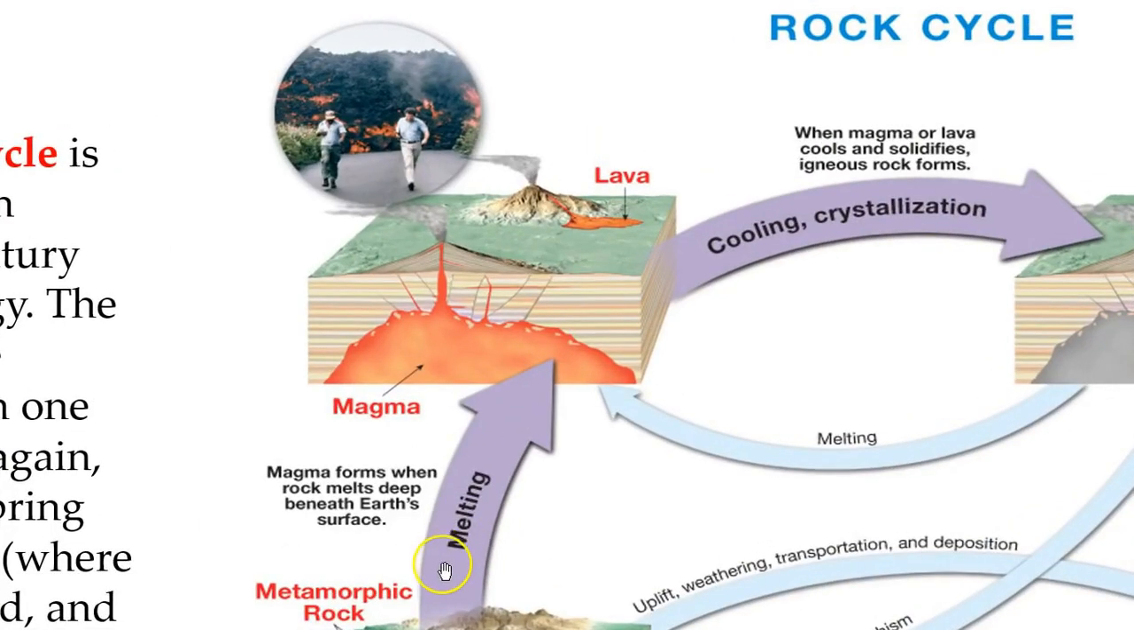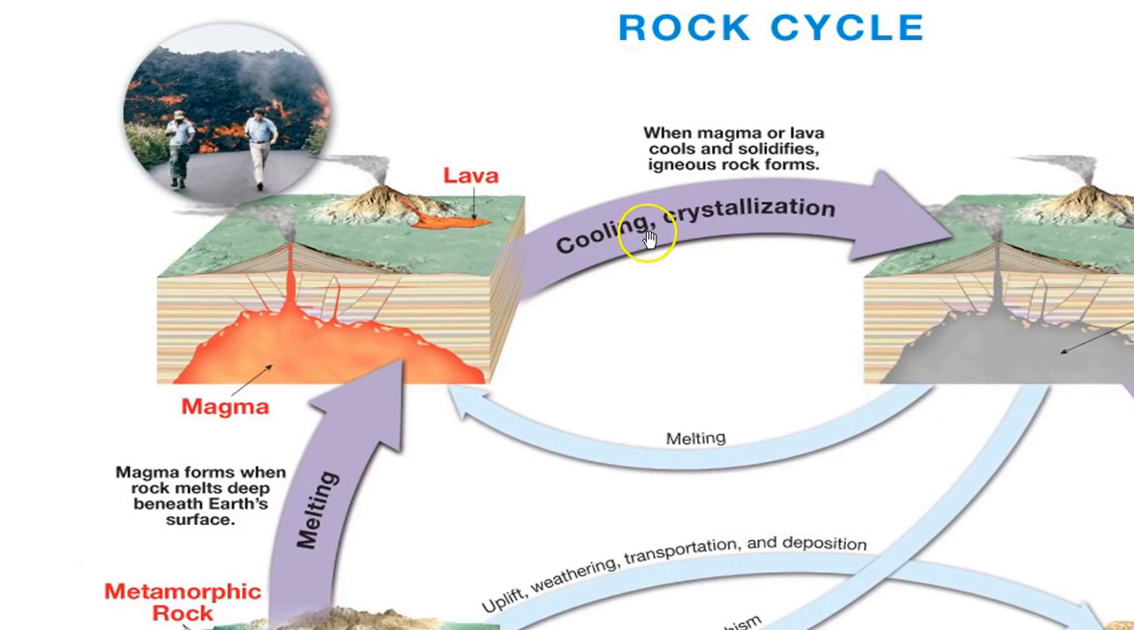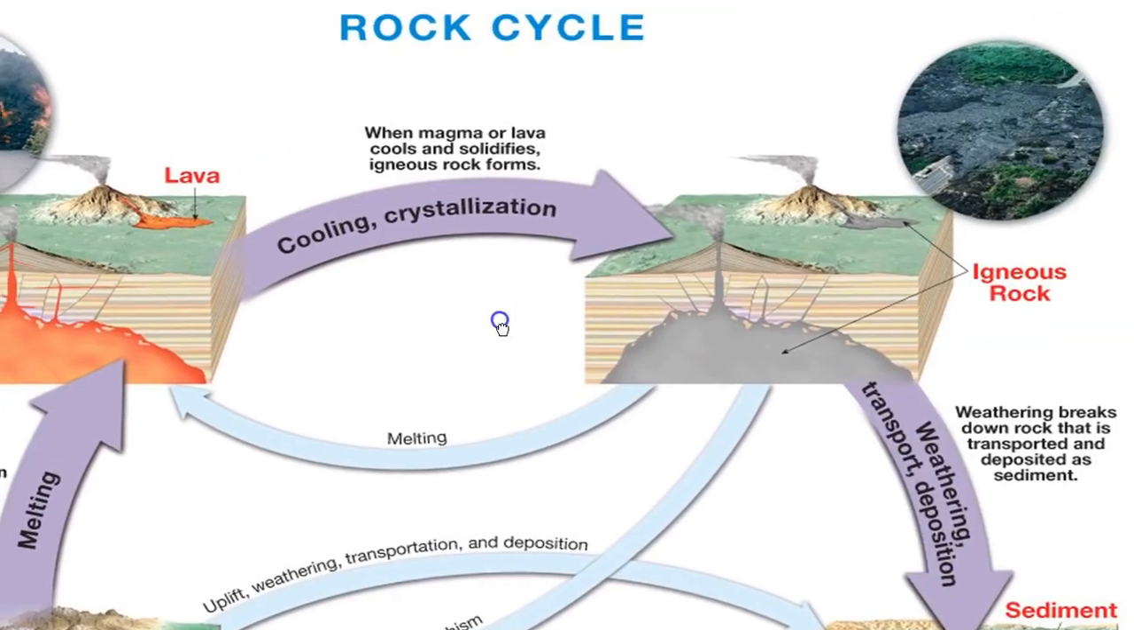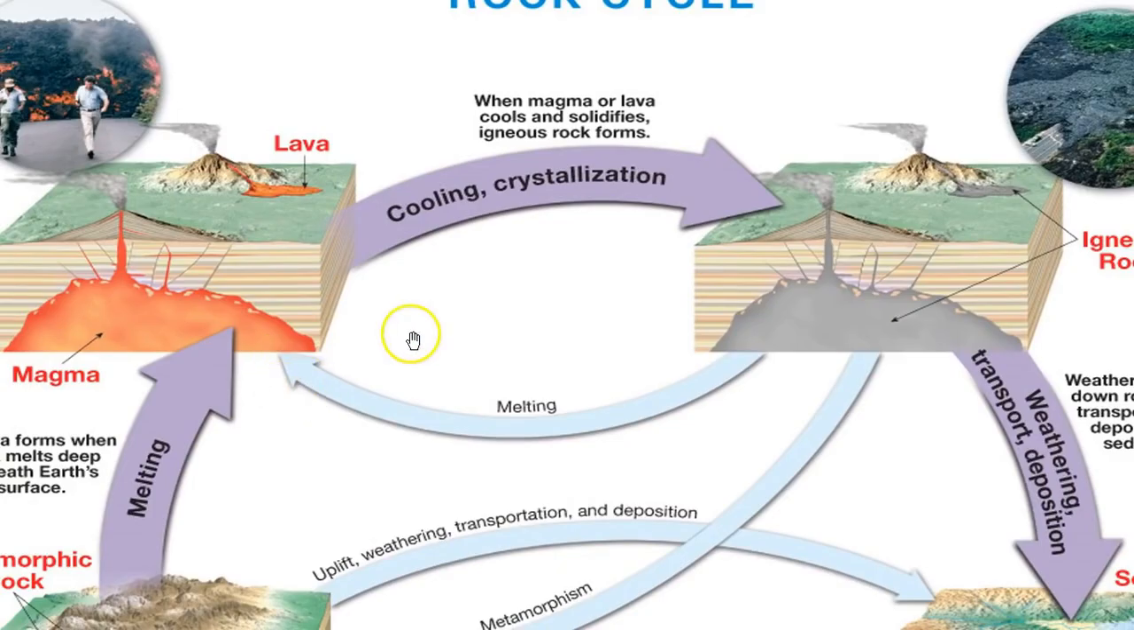The first thing you're going to notice when you look at igneous rocks is that they form either from magma or from lava. The primary difference we'll talk about in a second, but the thing I really want to stress is the process of cooling and crystallization. This cooling and crystallization is what makes igneous rock. So igneous rocks come from magma or lava.